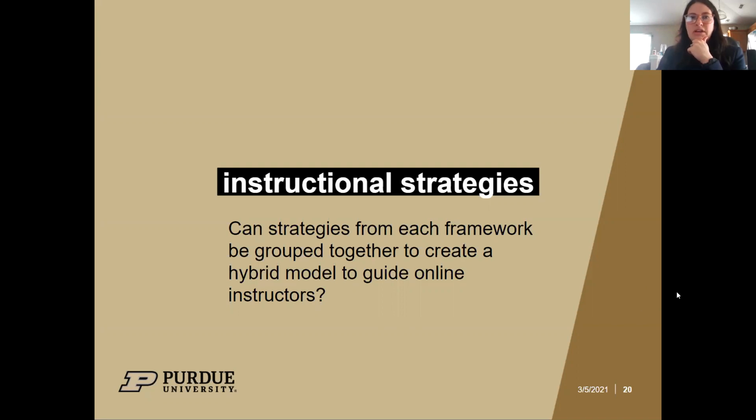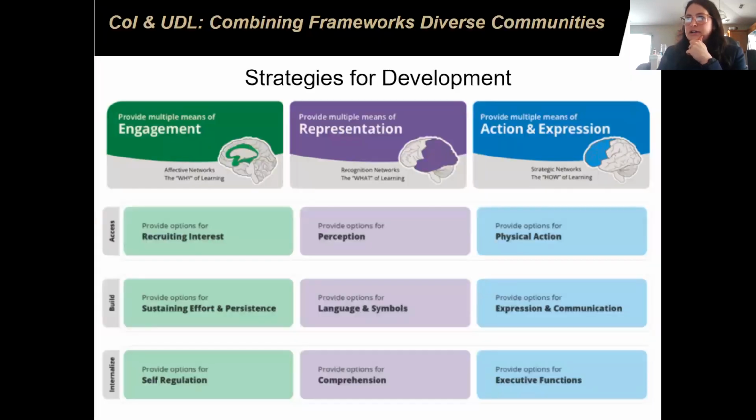So let's see here. All right. When we look at UDL and how this may look when I say put all these strategies together, UDL has guidelines and checkpoints for each of the 3 principles. The framework is organized in 3 rows that indicate the guidelines, or ways to access, build, and internalize the information so learners can then comprehend and self-regulate.